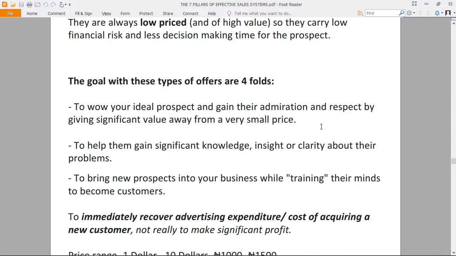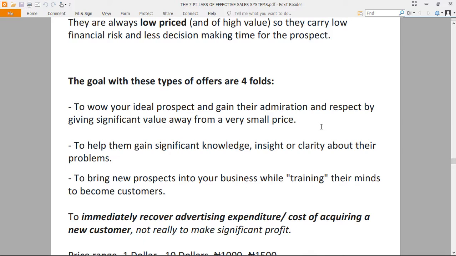But in order to give them no excuse to not do something about their situation, we make the price really low. In essence, it's a test and a show of commitment, and more often than not, if it's valuable enough and relevant to the prospect, they'll buy that offer. They'll buy the tripwire offer. So that's number one: to wow your prospect and gain their admiration and respect by giving significant value away for free. I mean, for a very small price.